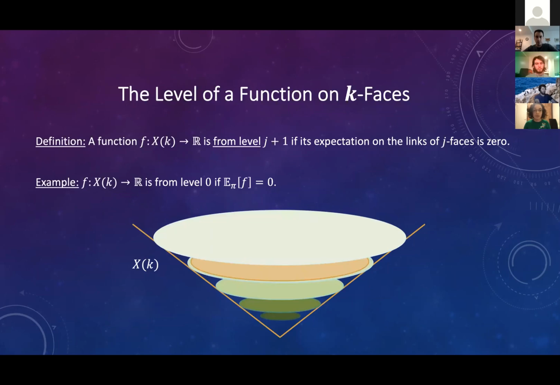So we define the level of a function. Given a function on k-faces, it is from level j+1 if its expectation on the links of j-faces is 0. And note that this is a combinatorial requirement about f in relation to the complex and its links. Now a quick example: f is from level 0 if its expectation is 0.